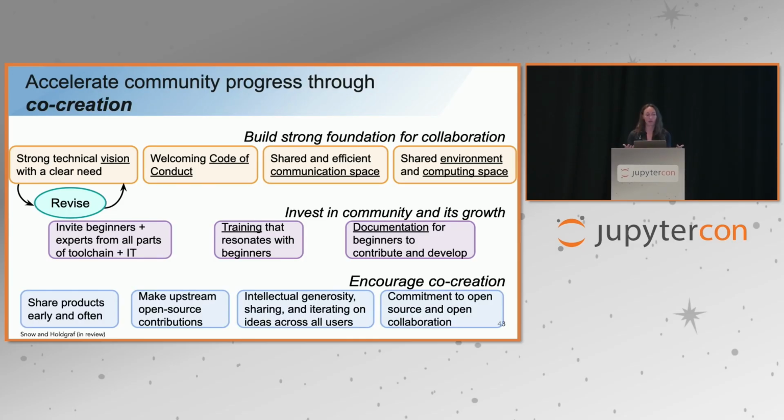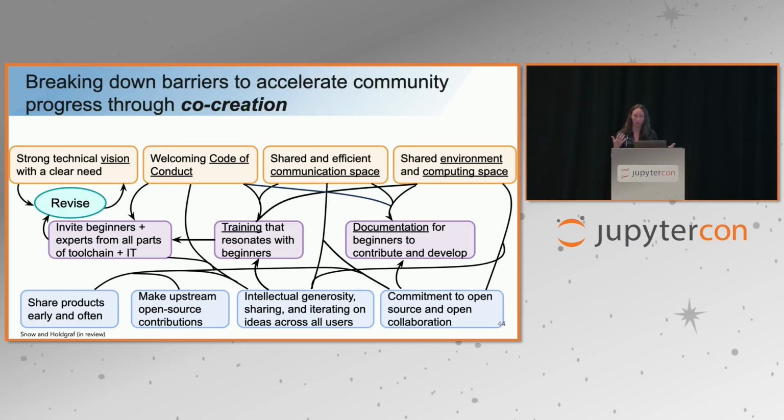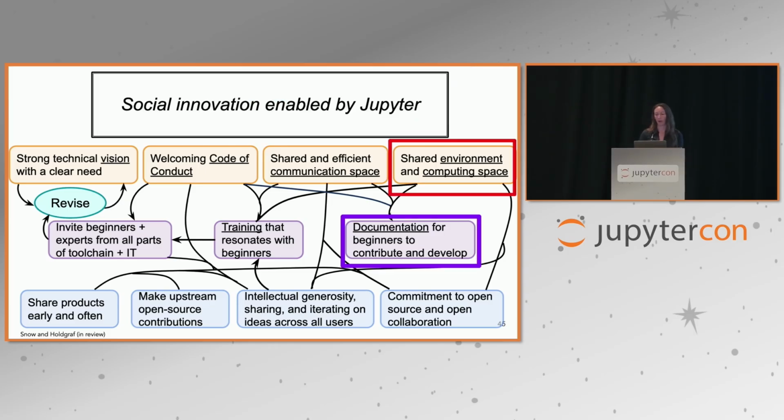And last, to encourage co-creation, we want to share products early and often, make upstream open source contributions, encourage intellectual generosity and sharing, and have a commitment to open source and open collaboration. And so all of these feed back on each other and are really important, but what I want you to notice is within this, we have JupyterBook potentially supporting documentation. We have our JupyterHub as a shared computing environment.